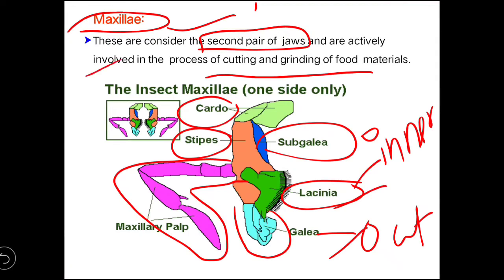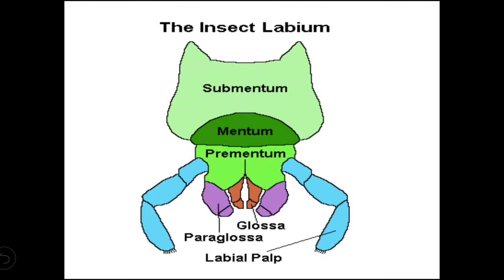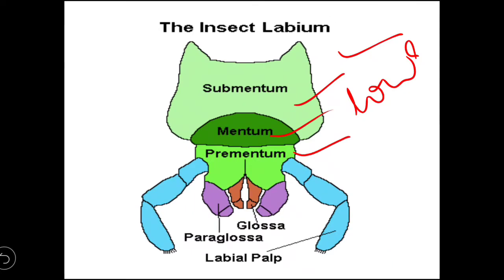Okay. So the lacinia, what is its function? The lacinia helps the mandible in holding the food, and it is highly modified in fluid feeding insects. Next we will see the structure of the labium. The labium is the lower lip, and it has submentum, mentum and prementum regions, and it also consists of a labial palp here, and they have four lobes.